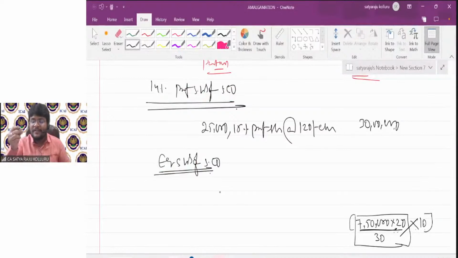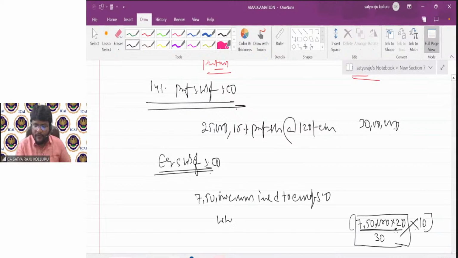Now this is the amount you need to pay to the equity shareholders of the selling company when it is recorded at par value. Do you understand, all of you? So please write the same thing: 7,50,000 equity shares issued to equity shareholders of the selling company when it is recorded at par.